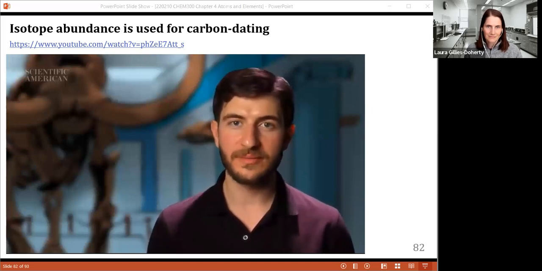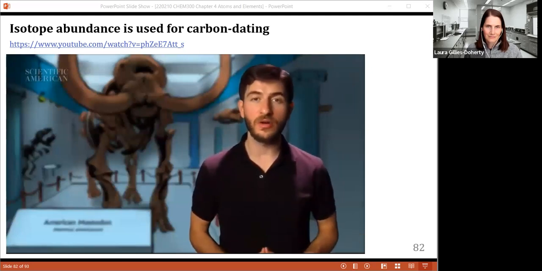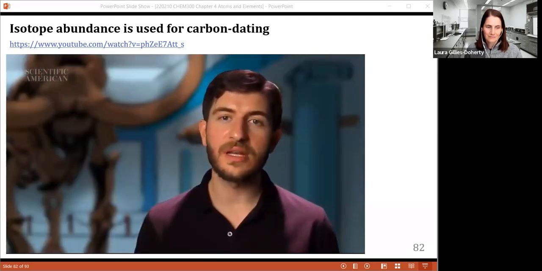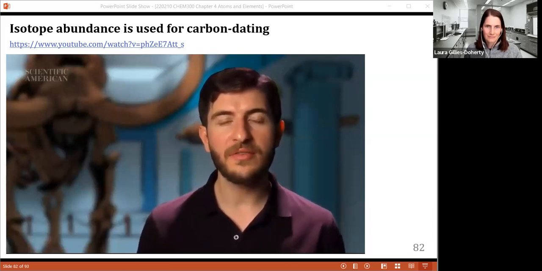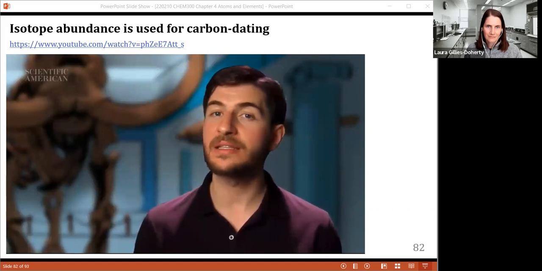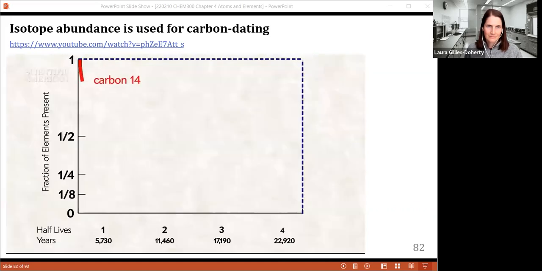It's unstable. So once an animal dies, the carbon-14 in its body will start to go away. Every 5,730 years on average, about half of the carbon-14 atoms will decay into nitrogen. This is its half-life. After one half-life, the animal will have about half the amount of carbon-14 it started with.